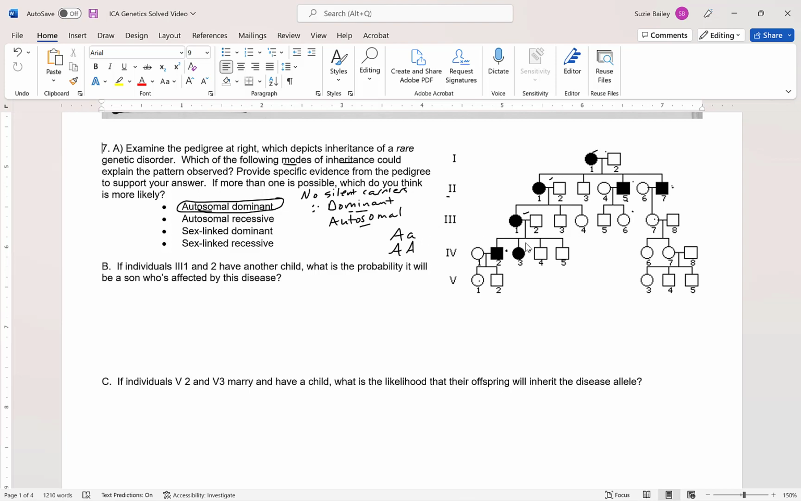But if we look back at the parents, sometimes that can allow us to eliminate this homozygous dominant genotype, because if a parent is unaffected by this trait, they must have 2 recessive alleles.